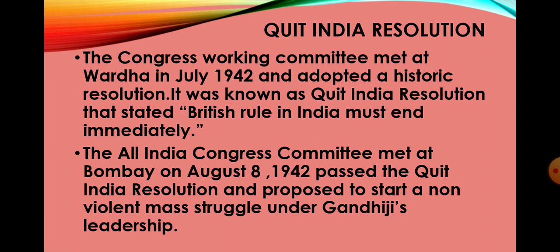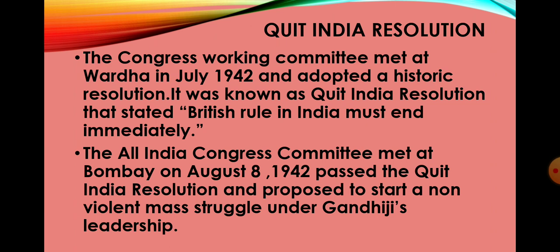But the British administration struck earlier. In the early morning of 9th August, all important Congress leaders were arrested and taken to an unknown destination. The British authorities thought that in the absence of the Congress leaders, the people would not start the movement. But their expectations were wrong. All over the country, there were strikes and demonstrations.